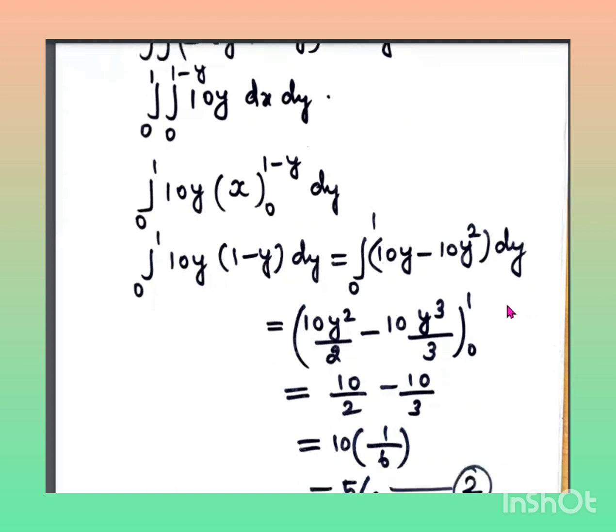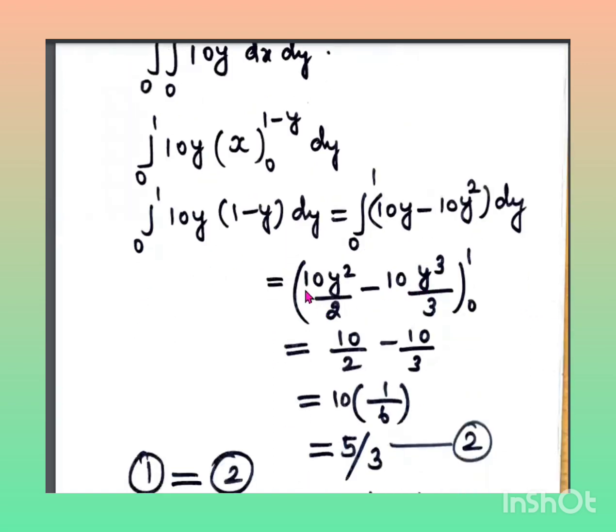Now integrate with respect to y. 10y integrates to 10 y square by 2, minus 10 y cube by 3, with limit 0 to 1. First apply the upper limit: 10 by 2 minus 10 by 3. If you apply the lower limit 0, both terms become 0. Taking 10 out, 1 by 2 minus 1 by 3, taking LCM, 3 minus 2 divided by 6, which is 1 by 6. So 10 by 6, which can be written as 5 by 3.